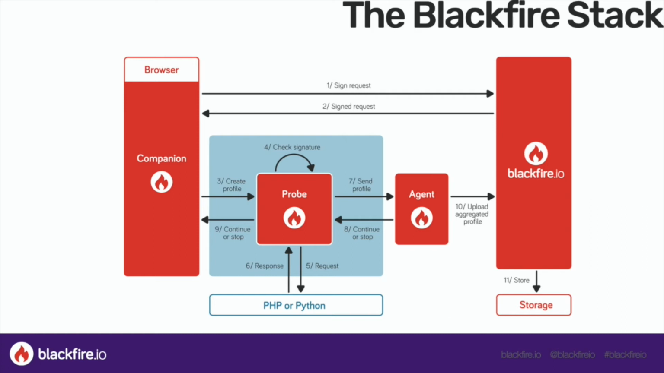The probe is a PHP extension, or Python for that matter, and it is the component that will actually capture all of the performance metrics from your code, all of the values of time and memory usage. Those values will then be compiled by the agent that will then upload them to our servers. As Blackfire is a SaaS service, you will always visualize your profiles via the Blackfire site.